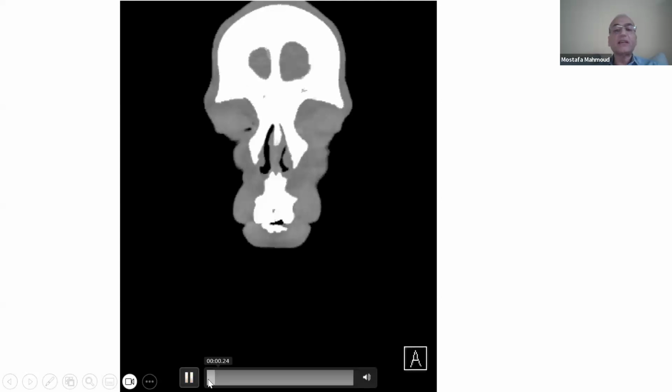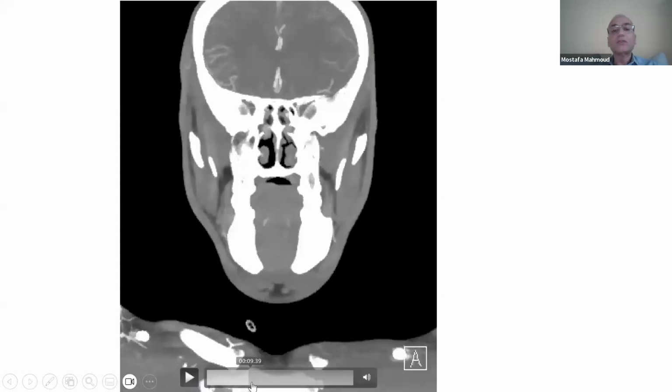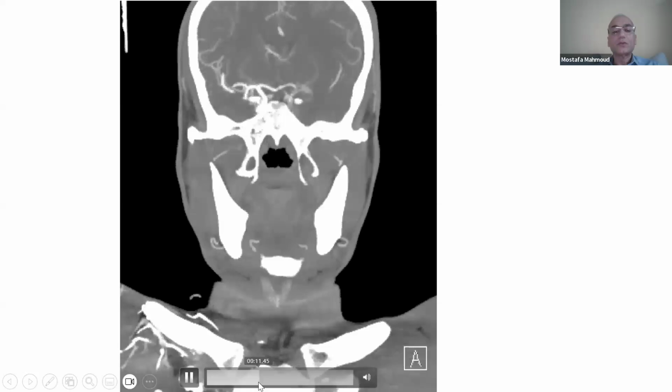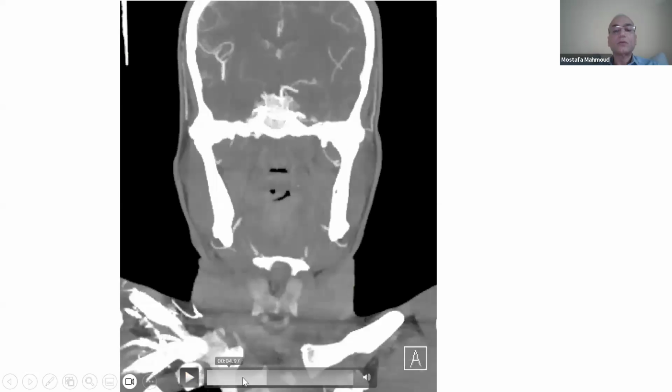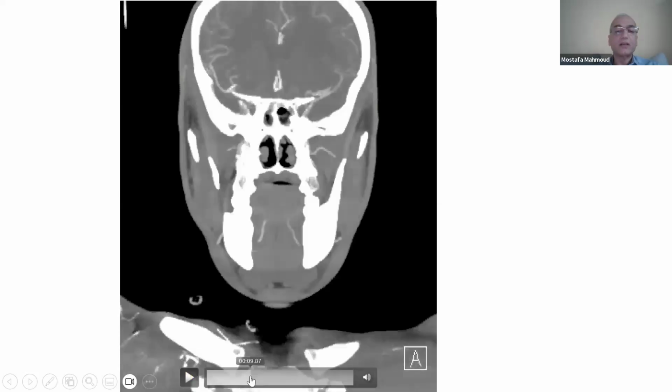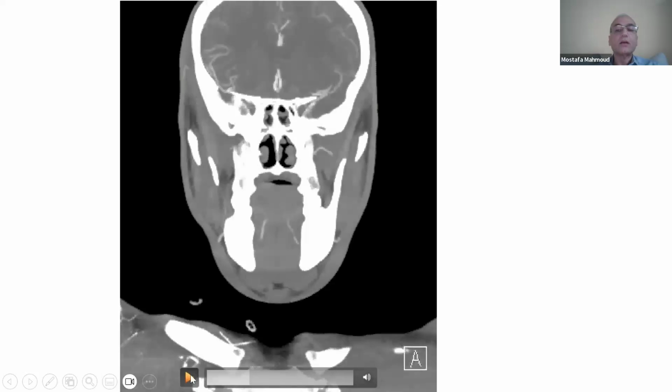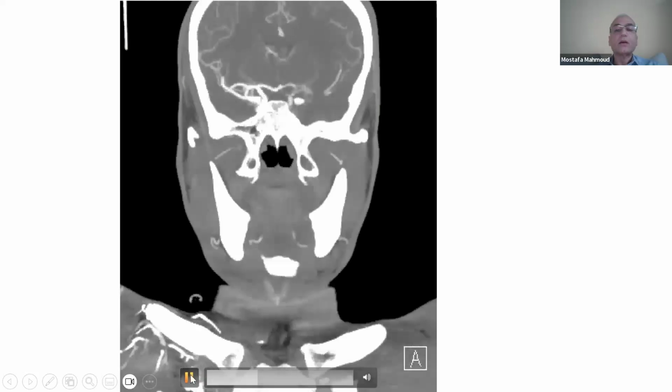Look at the CTA. Obviously, here the ICA is occluded with clots, and M1 as well. There is no ICA, very faint ICA. But then NIH 3, to intervene or not? I did not intervene.